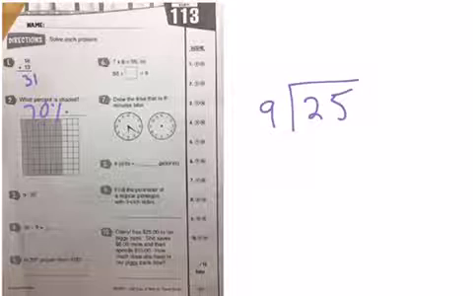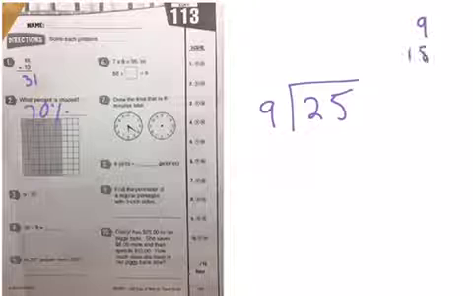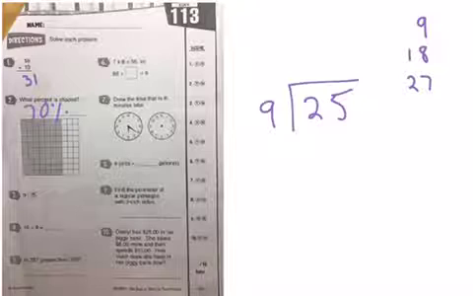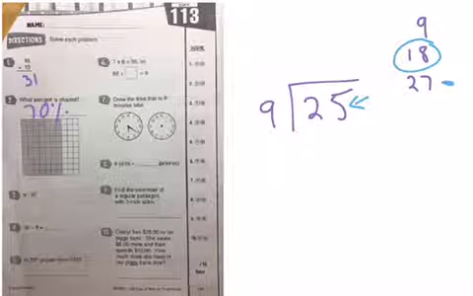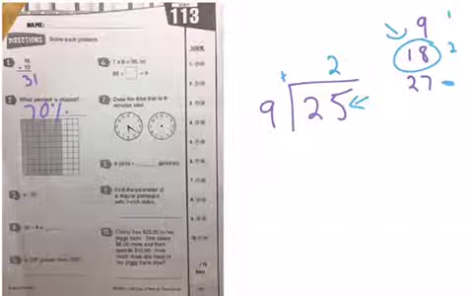But let's start over to the right here, and I'm going to count by 9s. 9, 18, 27. Oh, all right. Well, 27 is too big. It's bigger than 25, right? So I have to use 18, and that means 9 can go into 25 2 times. Now I have to do 2 times 9, which is right here, 18.